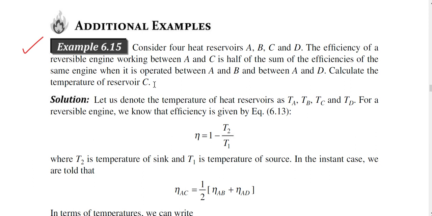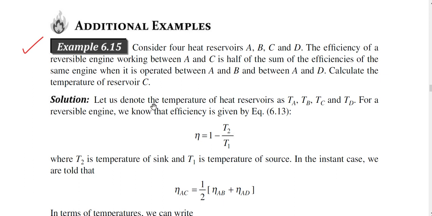If you carefully look at this problem, you see that there are a total of 4 reservoirs A, B, C and D. Now, the engine can work between any two of the reservoirs. So, suppose it is working between A and C. Then the efficiency of the engine is half of the sum of the efficiencies of the same engine when it is operated between A and B and between A and D. So, in that case, what will be the temperature of the reservoir C?